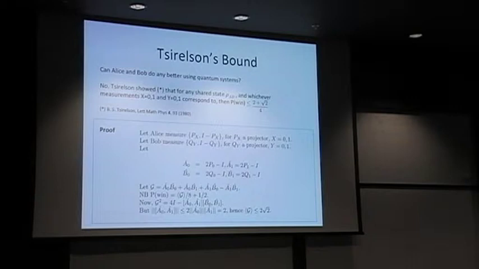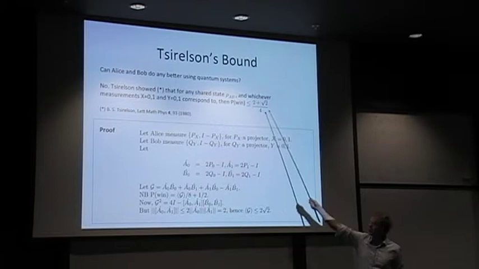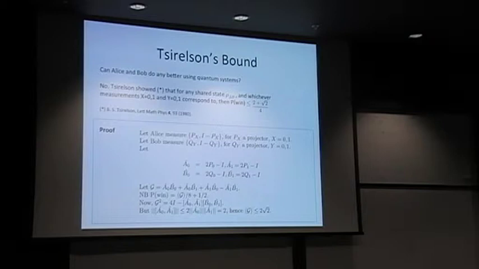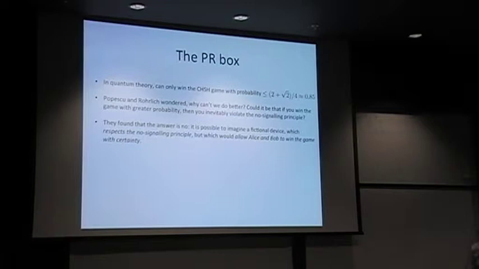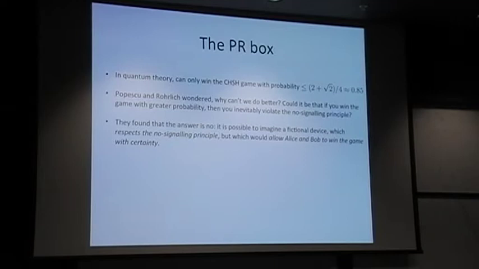Alright, so very general proof here. We didn't need to assume anything about the shared state or about dimensions or measurement choices or anything. Just in quantum theory, you cannot do better than that. Alright, now I went fairly quickly over all of that because it's quite old stuff. Now we start to come to more recent lines of research. Quantum theory, we can only win with this probability.